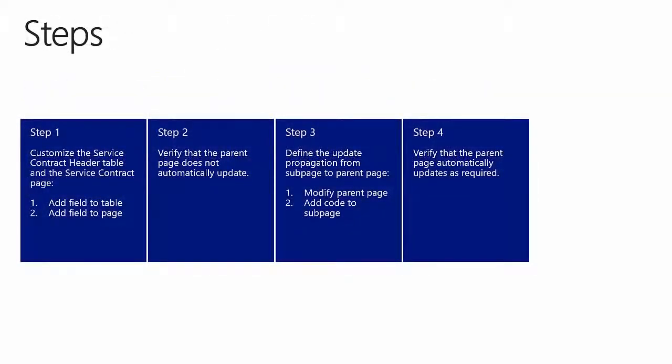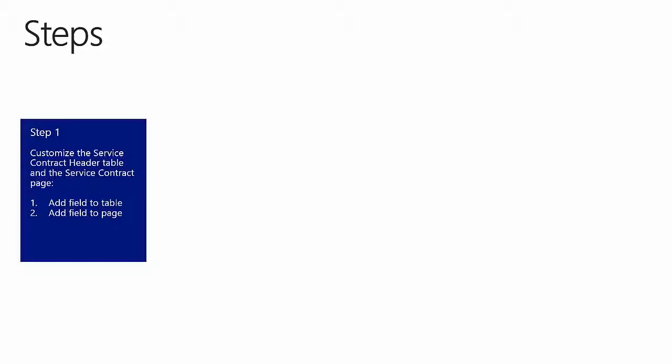In the first step, I will customize the service contract header table and the service contract page. In the second step, I will verify that the parent page does not automatically update. In the third step, I will define the update propagation from a subpage to a parent page. And in the last step, I will verify that the parent page automatically updates as required. Good. Let's move to the first step.